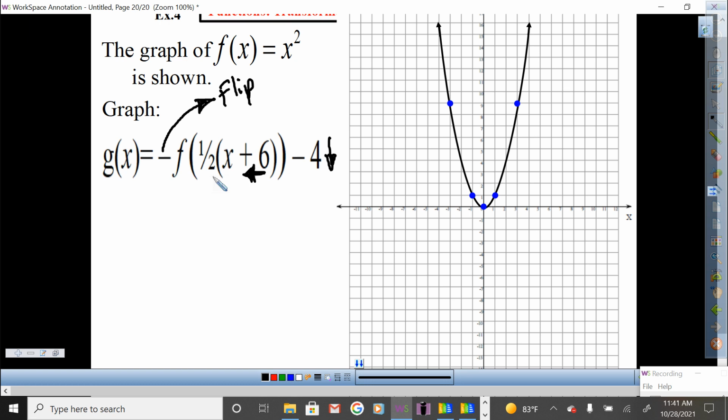Okay. And of course, we learned that this 2 right here is going to make it stretch. So I think the only thing we need to worry about in regards to points, since now we're going to do a stretch, is the 1/2 of x, right? So let's do that. Let's make a table. X, f of 1/2 times x. And since this is a quadratic, I'm going to put a square.